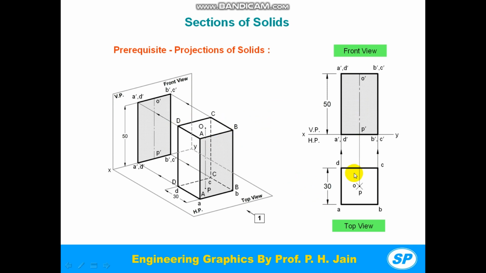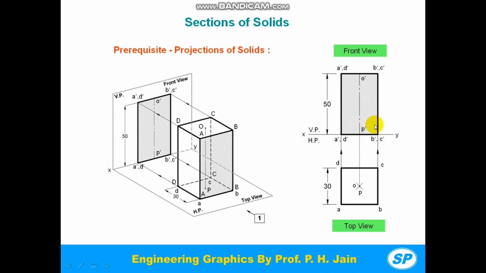In the orthographic projections of the prism, we draw the top view on HP first. It is a simple square with two sides parallel to the XY line and two sides perpendicular to the XY line, and then we construct its front view. The front view is a simple rectangle like this. So this is a simple orthographic projection of a solid.